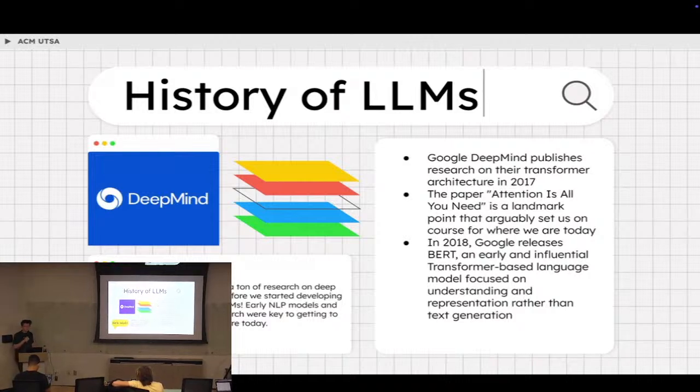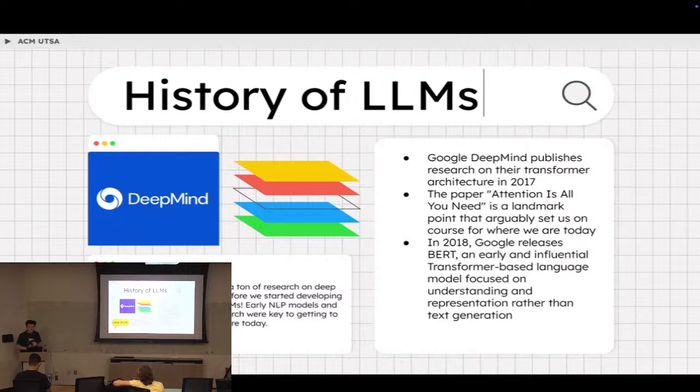Google DeepMind in 2017 published their transformer architecture. They had this paper called Attention Is All You Need, and it was a landmark point in the development of LLMs. It arguably set us up for the course that we are on today. Pretty much every state-of-the-art model that you see today from any of these large companies uses transformers under the hood, based on that research.